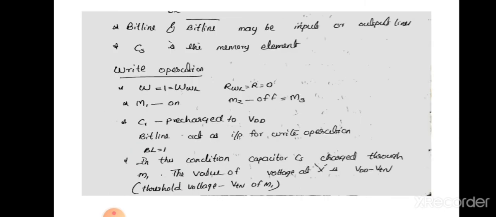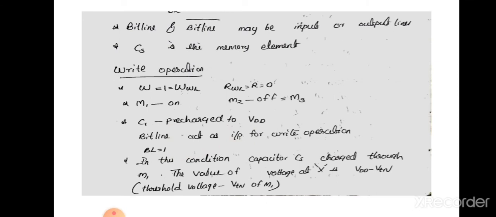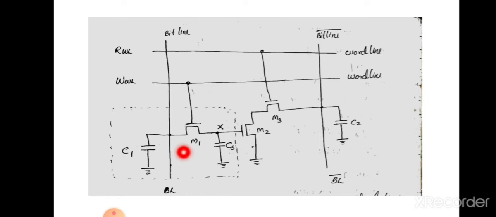So C1 is pre-charged to VDD, and bit line here acts as an input for the write operations. Bit line equal to 1. So when C1 is pre-charged to VDD and bit line equal to 1, that C1 voltage VDD will be available here. Then only this capacitor will be charged to the voltage VDD. Actually, it will not be charged up to VDD. There is a voltage loss because in order to turn on this transistor, we need a threshold voltage. So that voltage will be lost here.